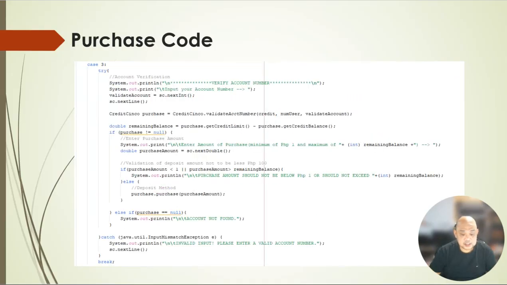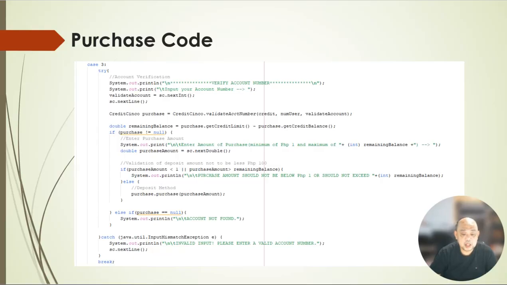Okay, next is case number 3, which is the purchase option. Following the same code as the last, the system asks again for the account number for validation, and we call again the method creditSynco.validateAccountNumber with the same parameters. Then if the account is valid, the system will ask the user to input the purchase amount, which should not be below 1 and not higher than the credit balance.